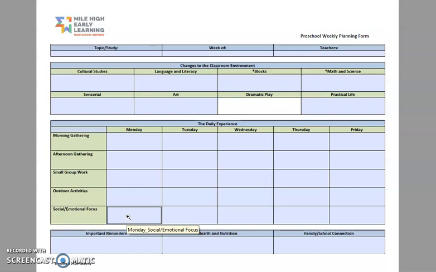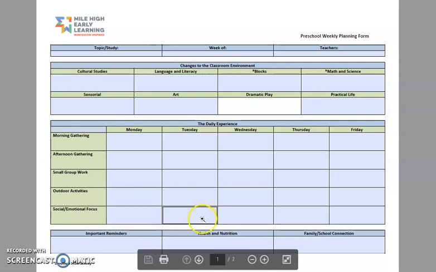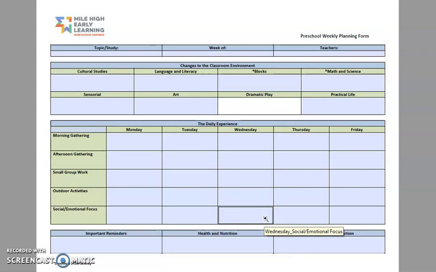What you should be doing is, again, repeated experiences. So we wouldn't list on here, today we're going to talk about sharing, the next day we're going to talk about how to be a friend, the next day we're going to talk about what to do if we have a problem. Children need time and experience to learn skills.